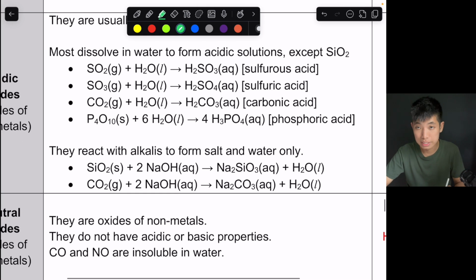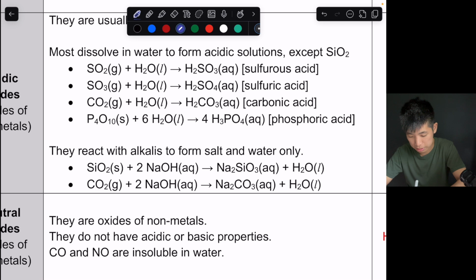One example would be silicon dioxide, because silicon is a non-metal. Silicon dioxide reacts with sodium hydroxide to form this salt known as sodium silicate. Carbon dioxide reacts with sodium hydroxide to form sodium carbonate.